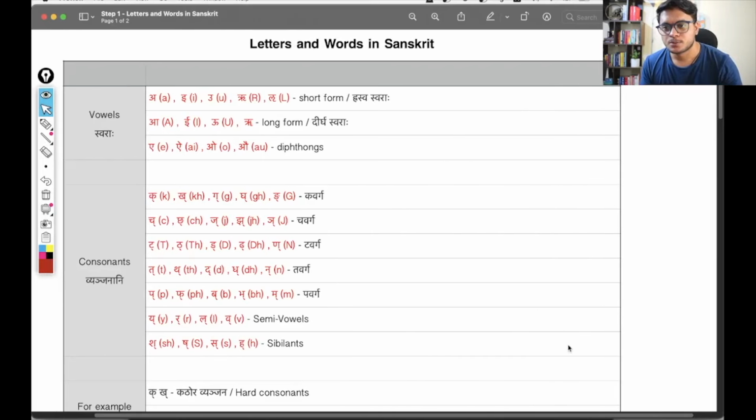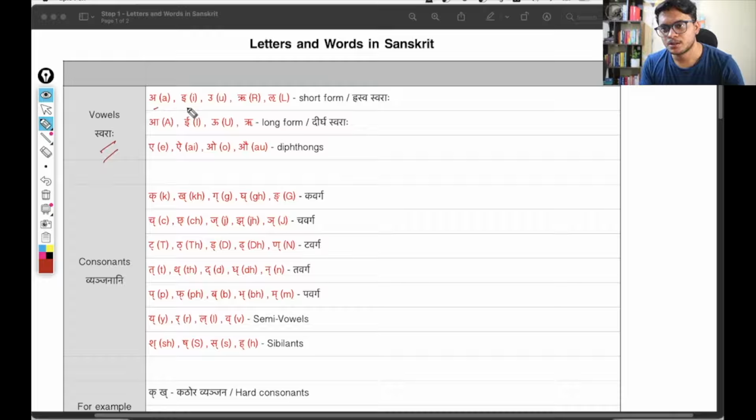As you can see on my screen, we have a table, a file that I've already prepared, and this file will be available for download in case you need it for your reference. This is vowels, consonants, and then a bit more. Let's begin with vowels. As in English, we have vowels. In Sanskrit, we have swara. We call them swar. So let's start with this one.